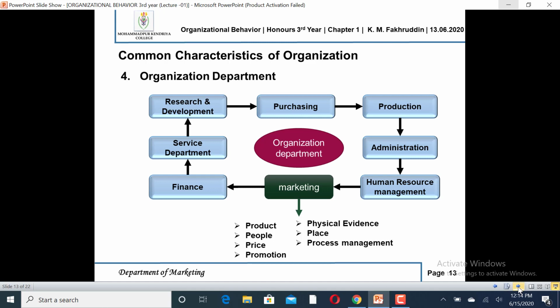Organizational structure indicates various departments: purchasing department, production, administration, human resource department, marketing department, which includes product, price, place, promotion, physical evidence, process management, finance department, service department, and the last one, research and development, that means R&D.